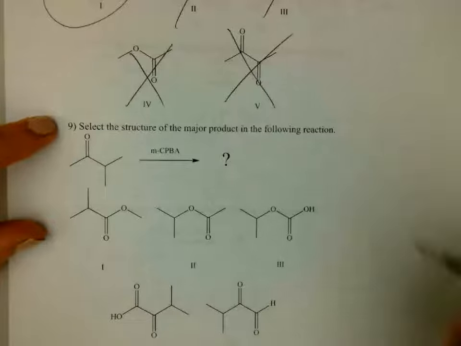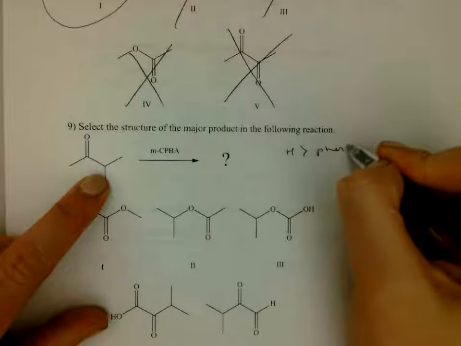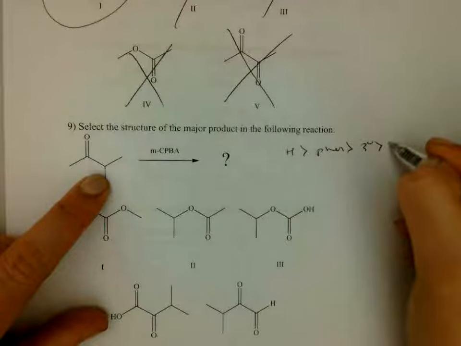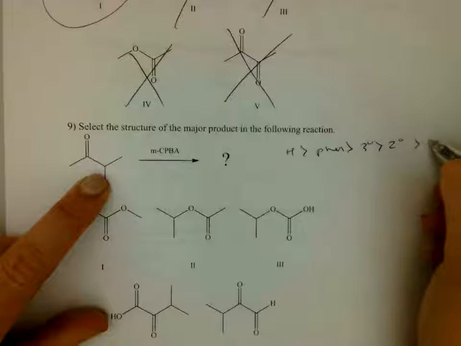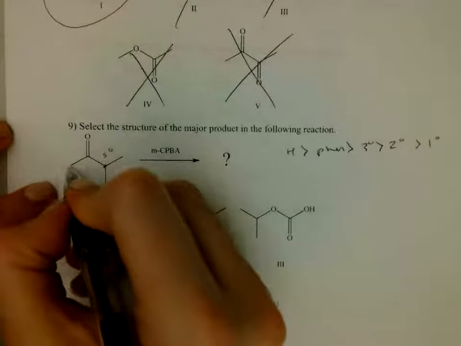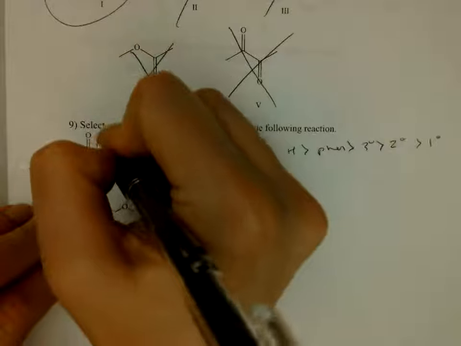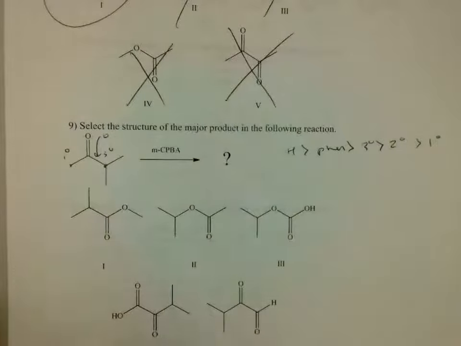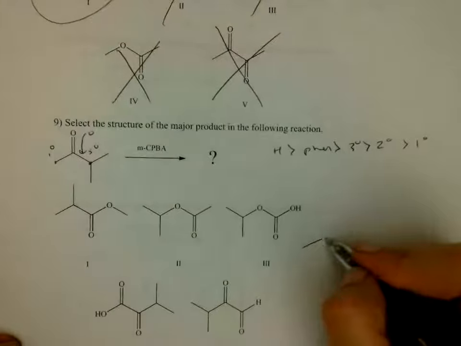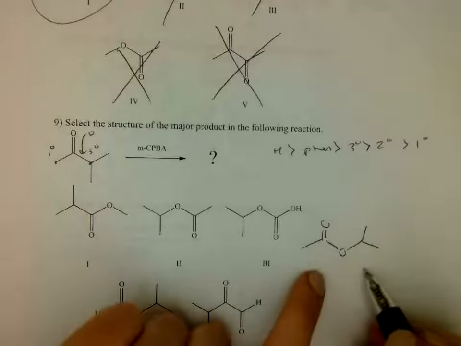And 9, let's see, we've got H, phenyl, tertiary, secondary, primary. So on this side, it's tertiary, and this side is primary. So this side is going to go first, so you're just going to insert an oxygen right in there. So it's going to look like oxygen and then this on the other side.